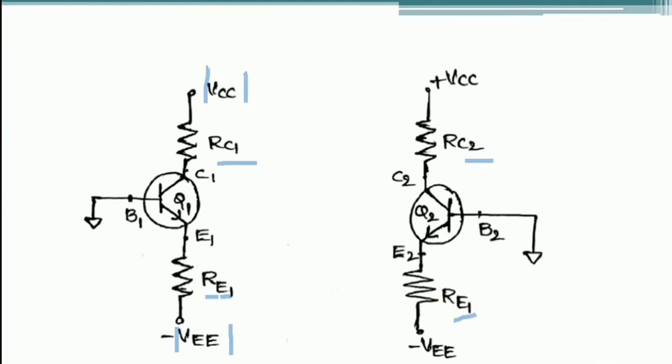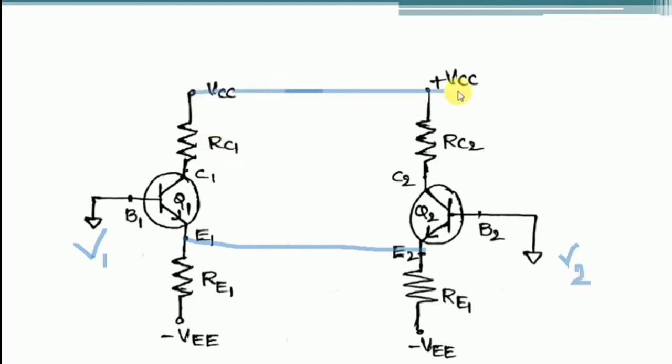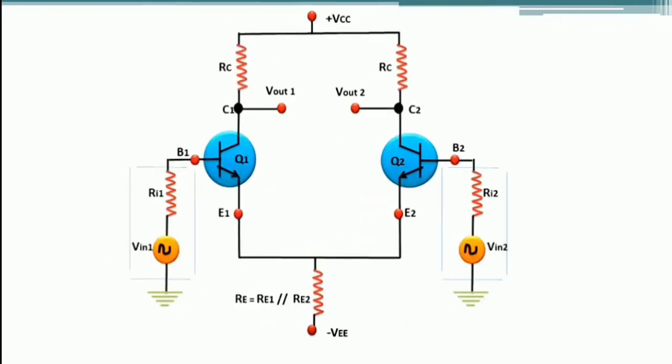Now with this, the basic differential amplifier can be obtained simply by coupling the emitter terminals of these two emitter biased circuits. Here it is one input V1 and here it is another input V2. Simply by coupling these two emitter biased circuits we can design the differential amplifier circuit. This is how the differential amplifier circuit looks.